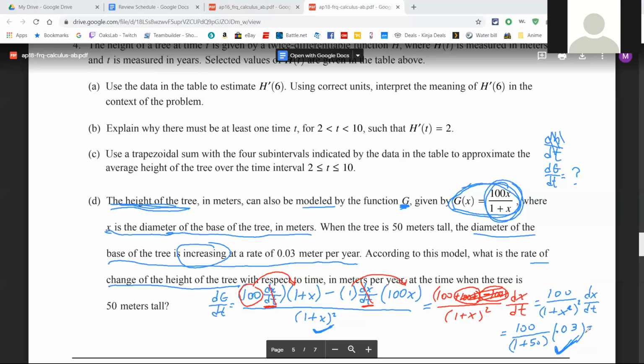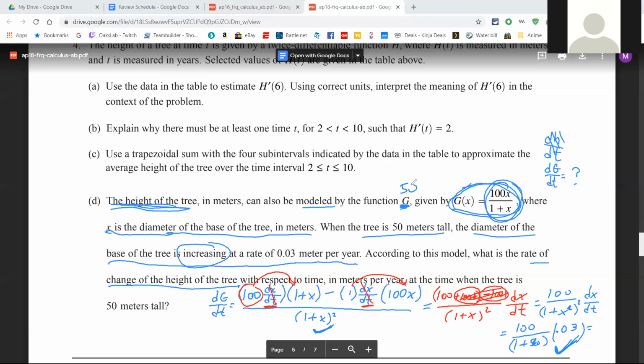Oh, hold on. Why'd you put 50 anyway? Oh, wait. 50, sorry. This is not 50. You put 50. Oh, it's not. Where's 50 at? 50 is for the tree, how tall it is. 50 is for G. That is not for X. So you gotta watch out for that. Just because it's 50, that's for the tree.